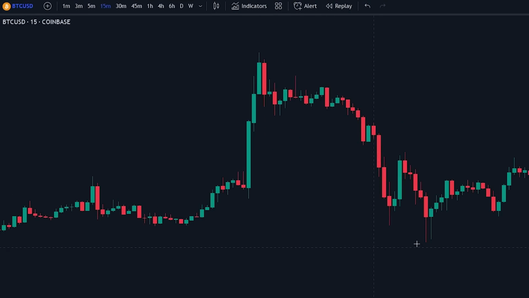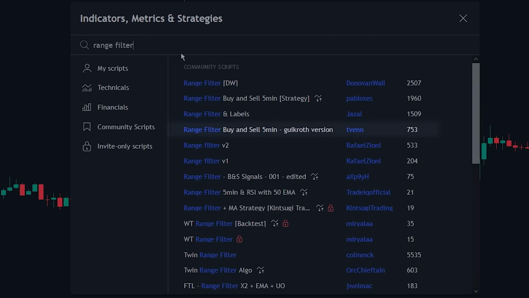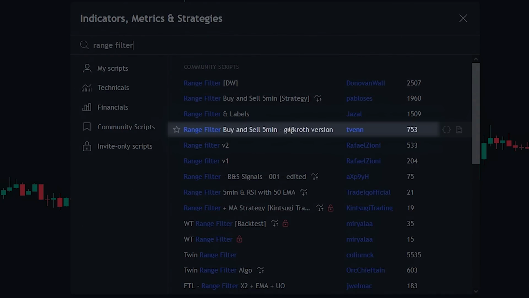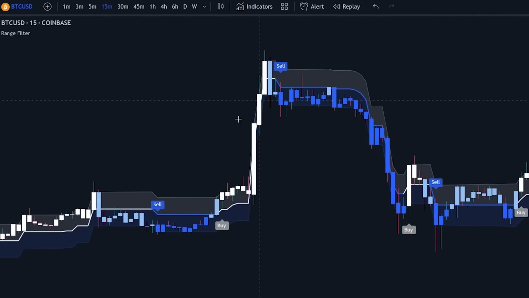This buy and sell indicator is called the range filter. Head over to the Indicator Search tab and search for the range filter indicator. Select the indicator made by TFEN and add it to the chart. The indicator is designed to filter out minor price action for a clearer view of trends.